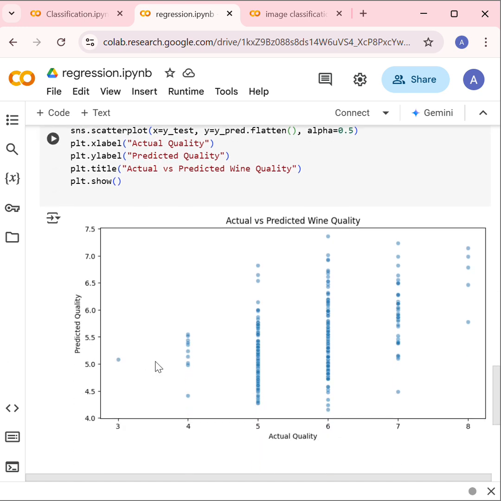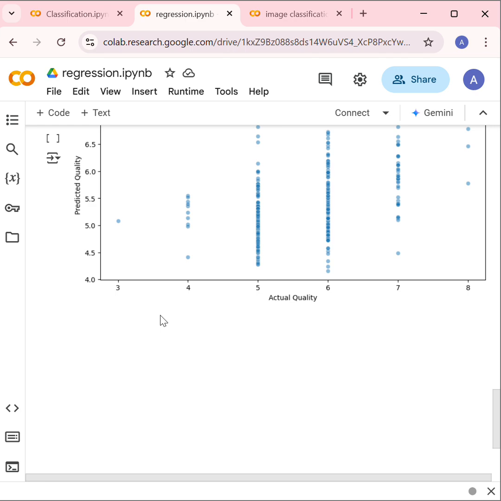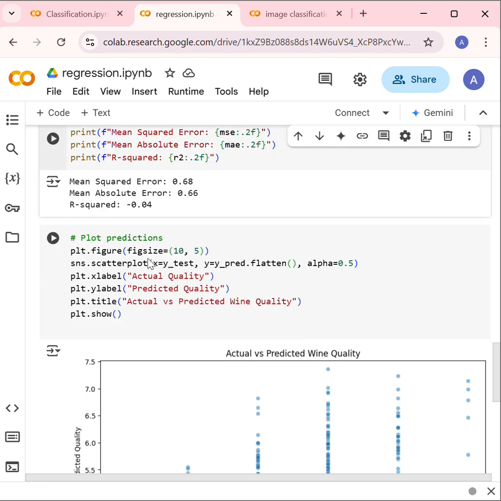Looking at the scatter plot of predicted versus actual wine quality, we notice that some lower quality wines are being over predicted. This suggests that the model may not be handling low quality wines well, potentially due to the bias in the dataset.